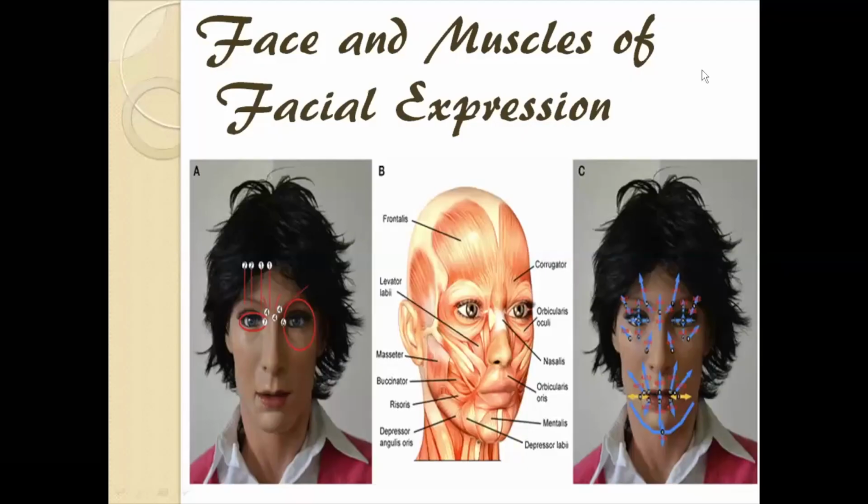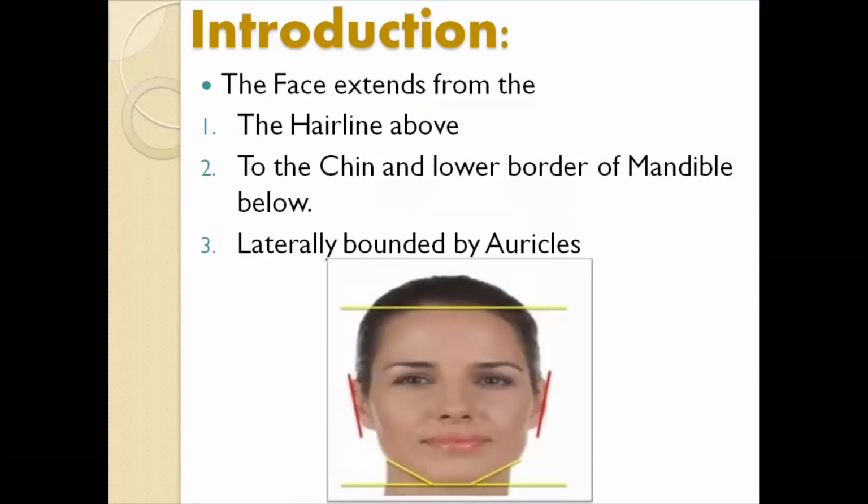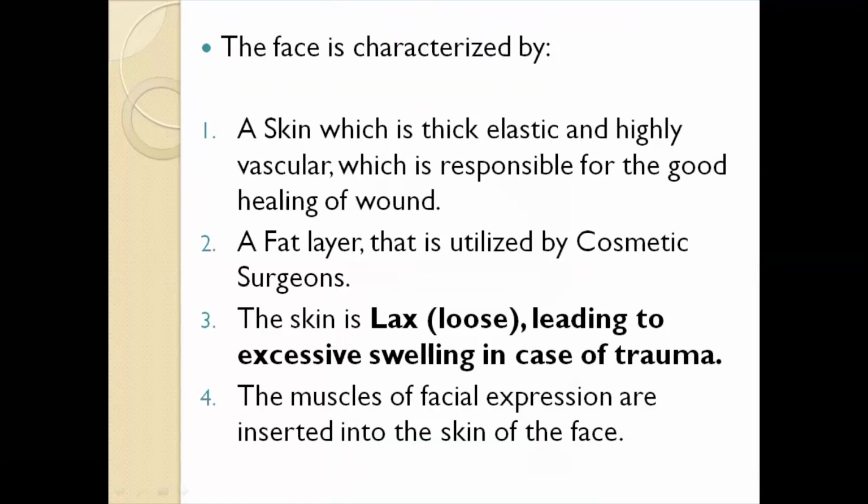So coming to our topic, we'll be starting with a basic small introduction of the face, and then we'll hop into the topic. Firstly, we'll discuss the landmarks of a face. The face extends from the hairline above to the chin and the lower border of the mandible below, and laterally it is bounded by the auricles.